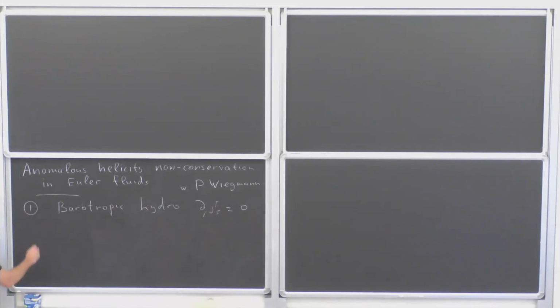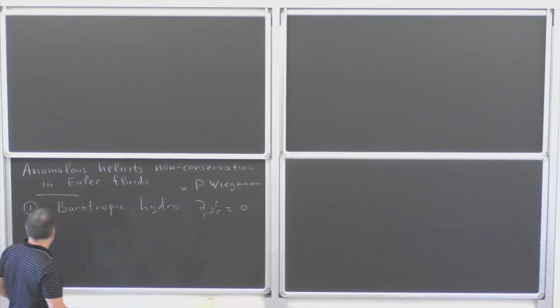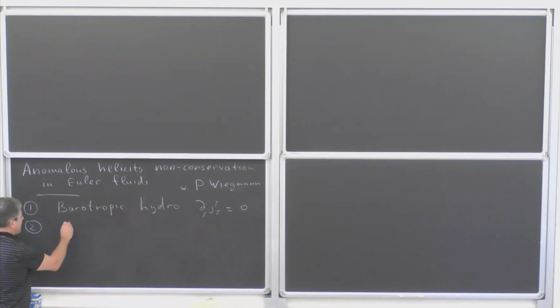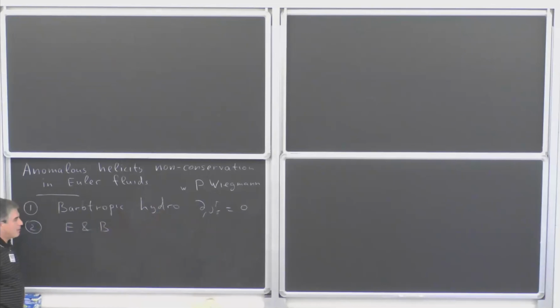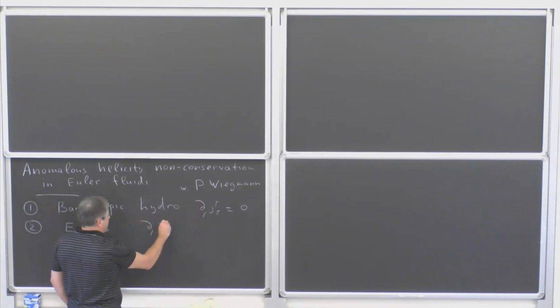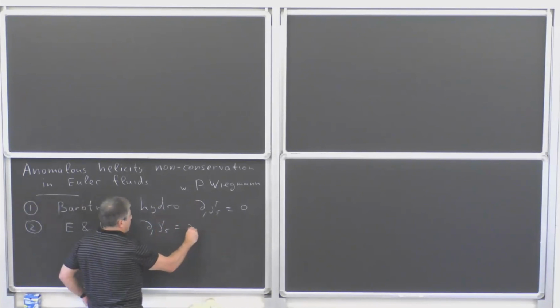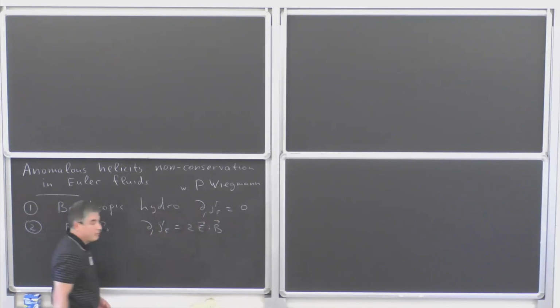This is work in progress with Paul Wiegmann, by the way, and we observed that when you include a background electromagnetic field, then this current stops being conserved. And the divergence of the current is equal to the familiar expression E times B.